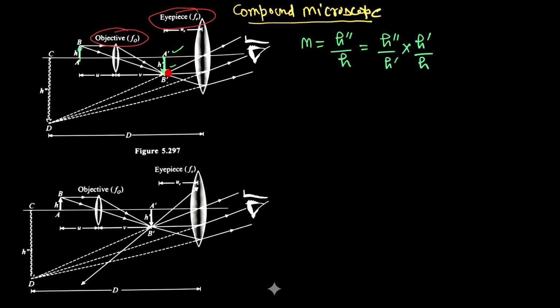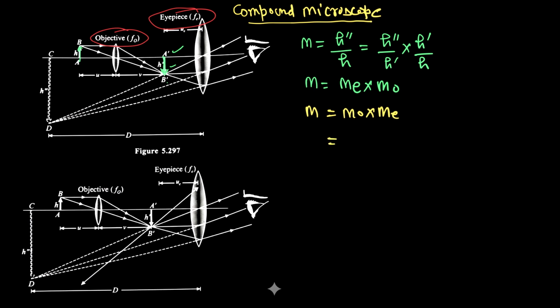Now you can see that H dash divided by H is the magnification of the objective, and H double dash divided by H dash is the magnification of the eyepiece. So you can write magnification is equal to magnification of eyepiece times magnification of objective. Magnification of objective times magnification of eyepiece, exactly the same thing.